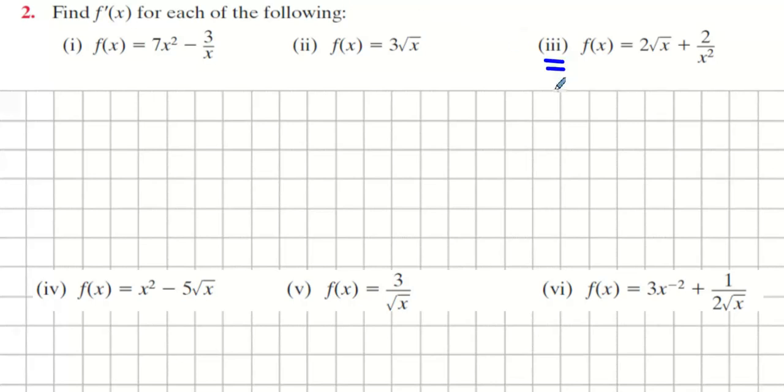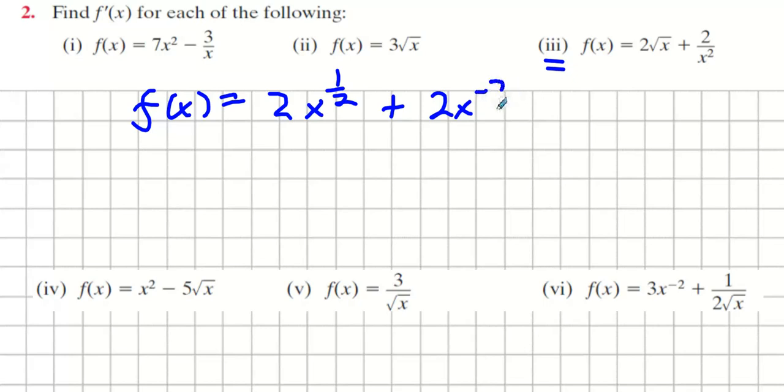Everybody see question 3? A bit of prep work first. What can I change root x into? X to the power of half. What can I change x squared on the bottom to? Prep work is done. Now differentiate. Okay. And what do we get here?